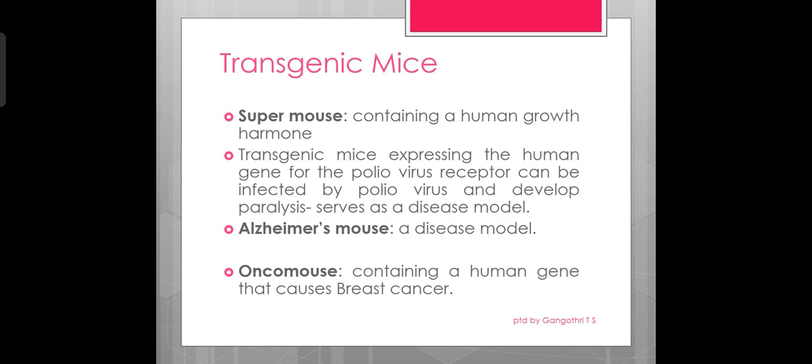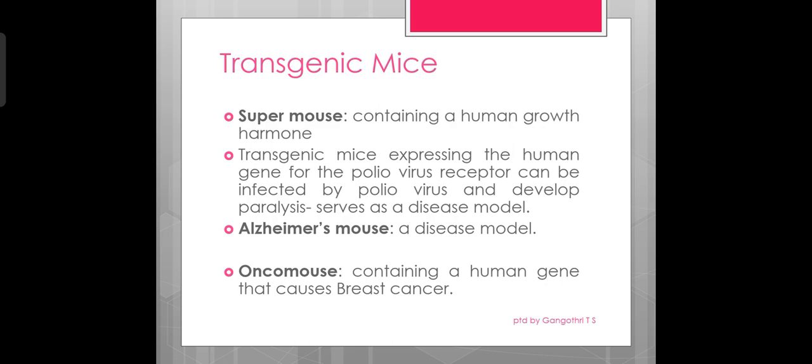Amyloid is a protein that is entangled in the dead nerve cells of the brain of Alzheimer's patients. Okay. So the mouse is made by introducing the amyloid precursor gene into the fertilized egg of mice in order to make an Alzheimer's mouse. Again, this is also a disease model.